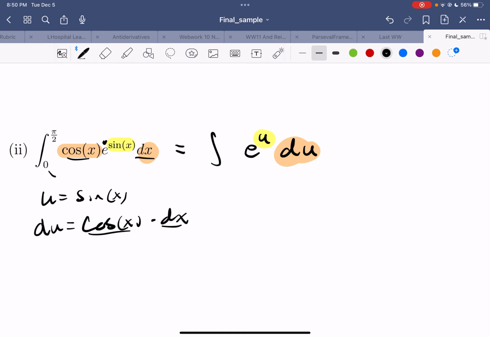All right, but hey, this 0 is an x value. And when x is 0, sine of 0 is 0. So this 0 is now a u value. And we got it by plugging in 0 to sine. Up here, we should plug in pi over 2. Sine of pi over 2 is 1.